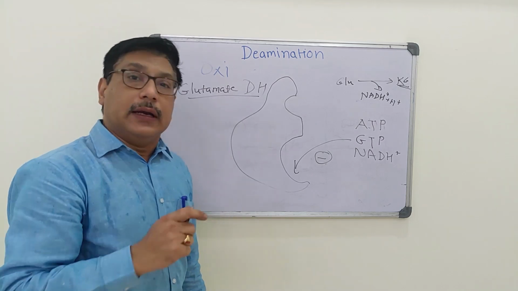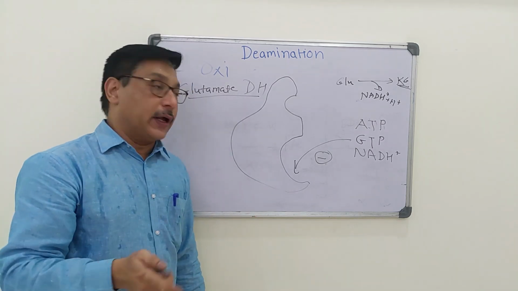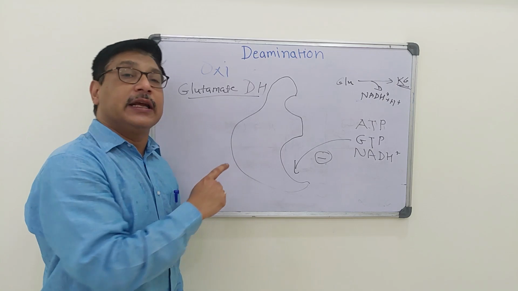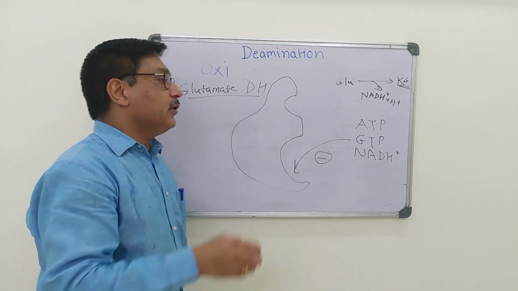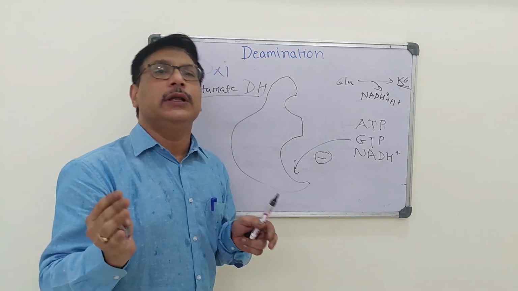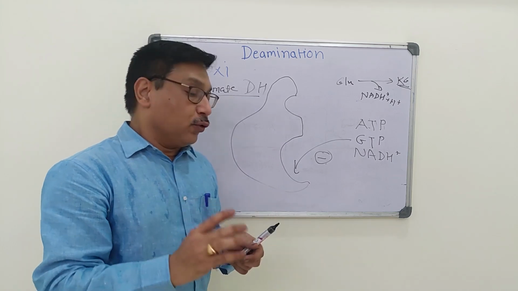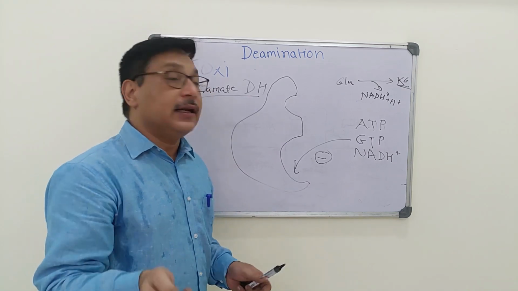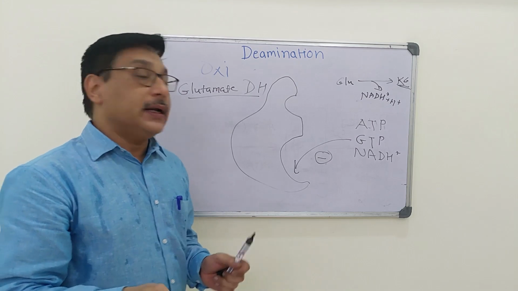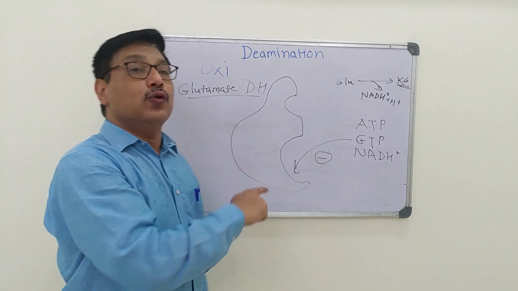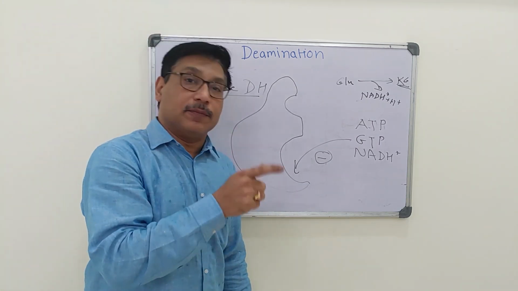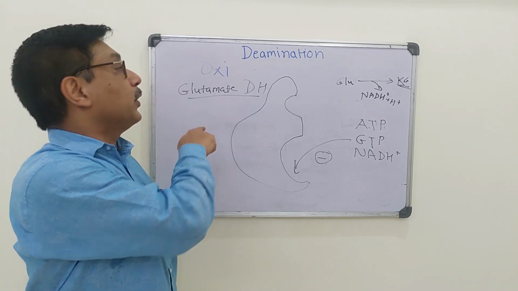And in hepatocytes, this reaction is taking place. As all the amino groups are channelized to glutamate, they are taken to hepatocytes, mitochondria of hepatocytes, where this glutamate dehydrogenase acts.